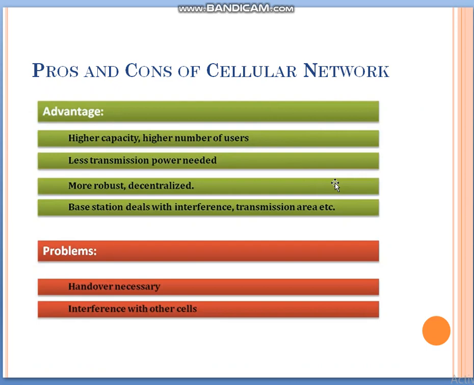And next, pros and cons of the cellular network. What is the disadvantage? Handover is necessary, and there is interference with other cells. Means if neighboring cells use the same frequency, there is interference and the connectivity is disconnected. For example, when two cells use the same frequency, sometimes a mobile connects within the same range, and when we talk to some other person, and we are not connected to each other, that person's voice connects to our phone.